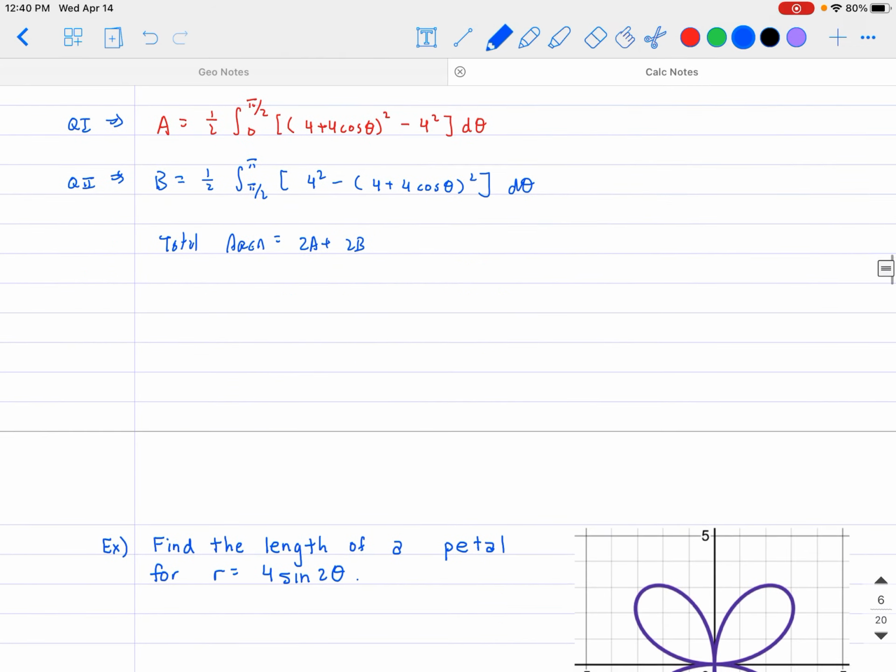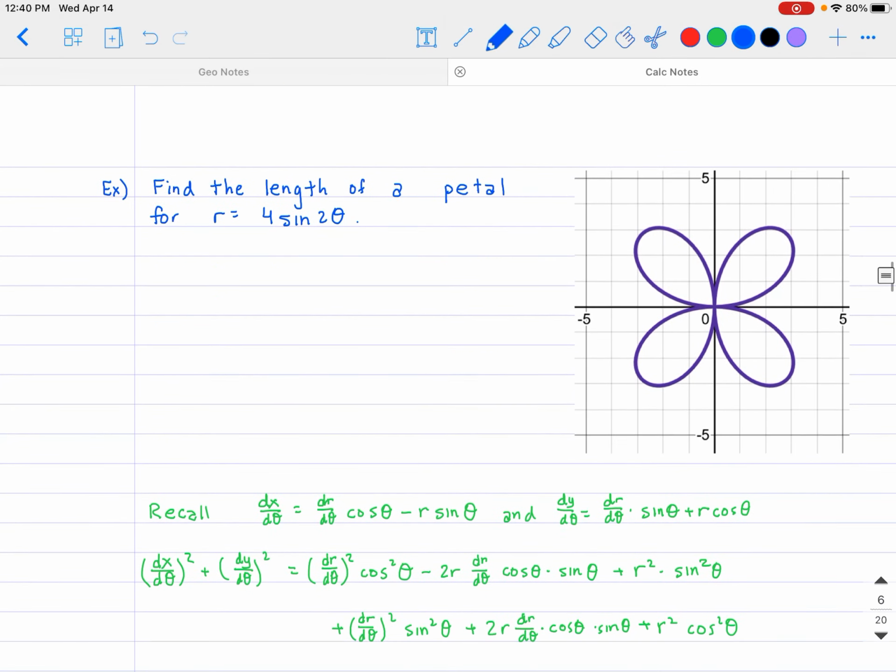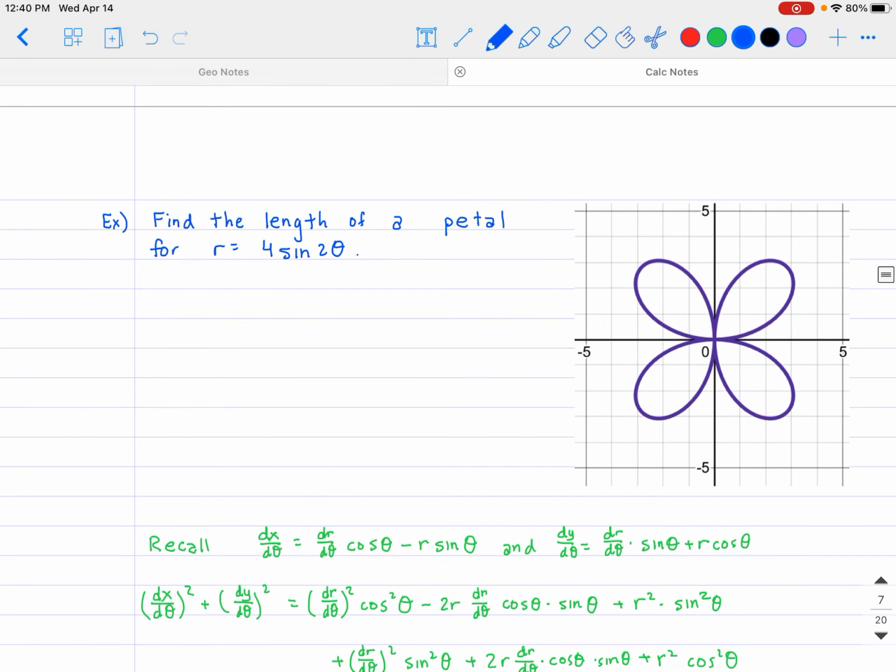Okay, now let's talk about this last piece right here. Find the length of the petal for the curve r is equal to 4 sine 2 theta. So over here on the right hand side, you can see I have the curve of the petals. I have the equation of the petal, and what I want to do is find the length of this curve that is over here. And then if you want the total, you can multiply everything by 4.